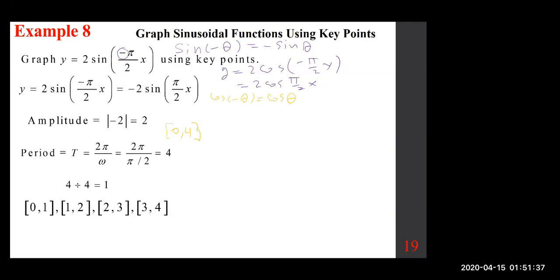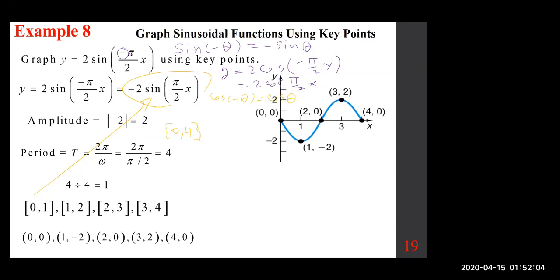Now we plug in 0 into, now we are going to use this function. It doesn't matter really, you use the original function or this one, makes no difference. Now you're going to plug in 0, 1, 2, 3, 4, and it results in the following pairs. You graph them carefully. 0, 0, 1, -2, 2, 0, 3, 2, 4, 0. Notice the effect of that negative anyways. The sign has flipped over as expected, right? You see that, everybody?